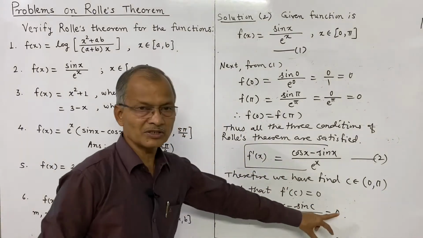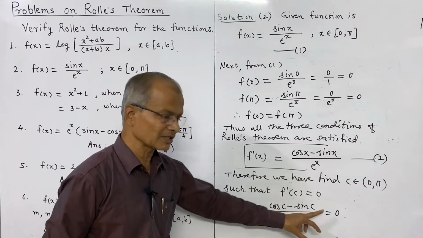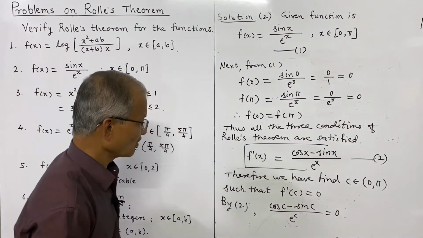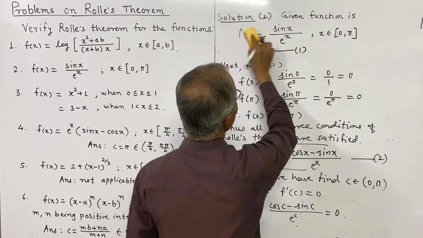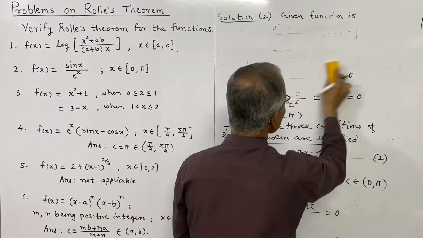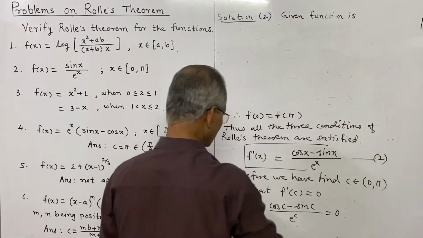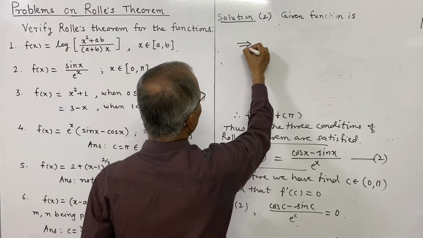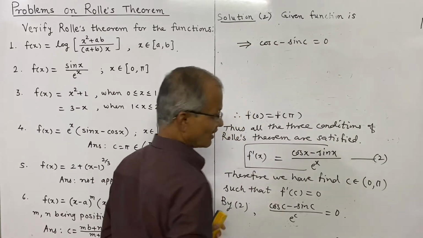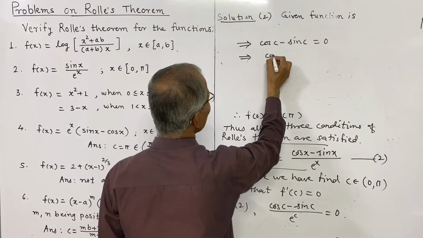So this expression is 0, and the denominator is not 0, therefore the numerator must be 0. So we cross multiply, 0 into e power C is 0. So this implies cos C minus sin C is 0, and that means cos C must be equal to sin C.